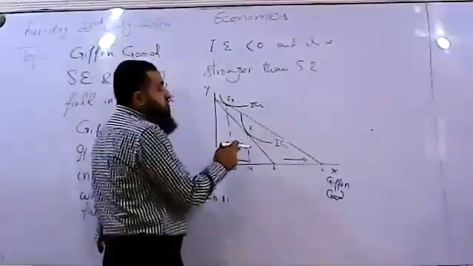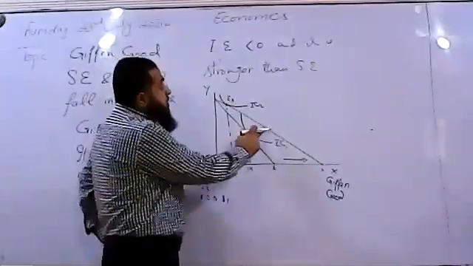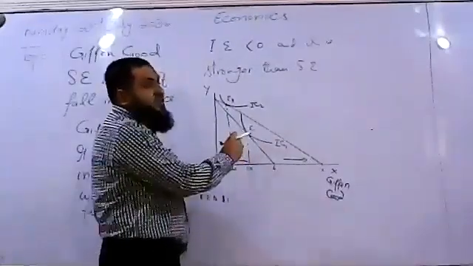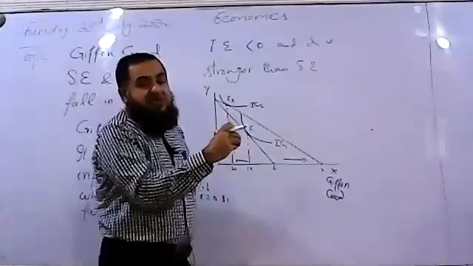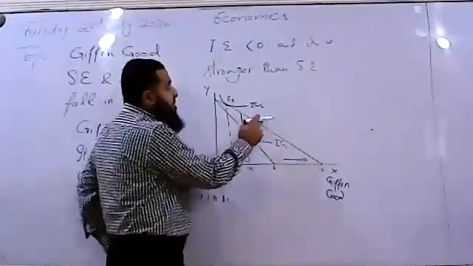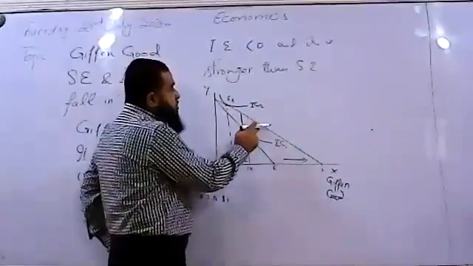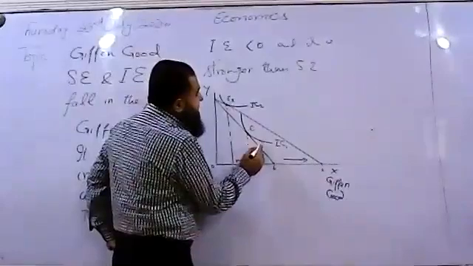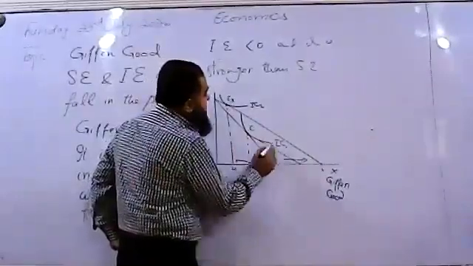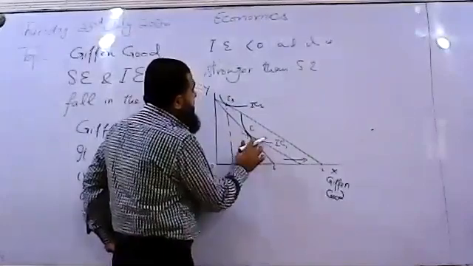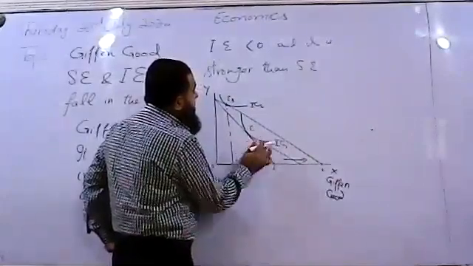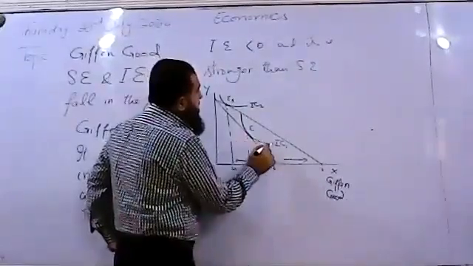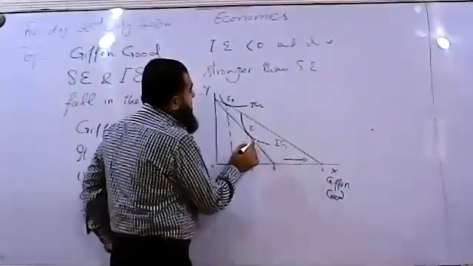In order to see the substitution effect, we shift this new budget line downward. A parallel downward shift will take place, as we are taking some part of income from the consumer. So now this budget line will have a parallel downward shift. When it shifts downward, it will make a tangency with the previous indifference curve at this point. This is the indifference curve.